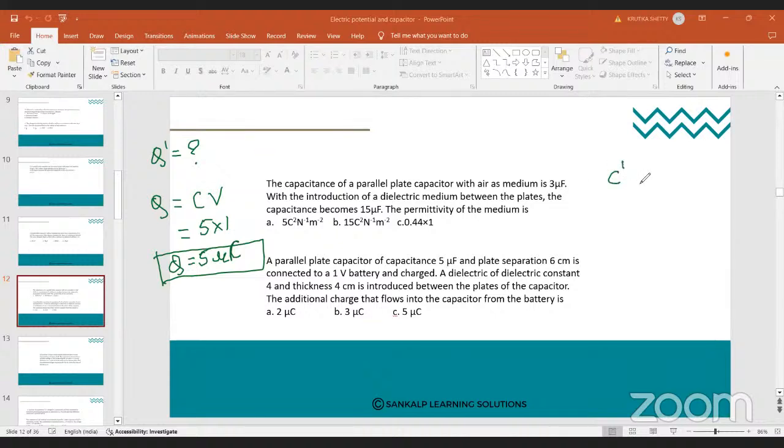So to calculate the C value with the dielectric medium, what is our formula? Epsilon naught into A by D into bracket T minus T by K. T minus T by K. So this we need to simplify, okay?